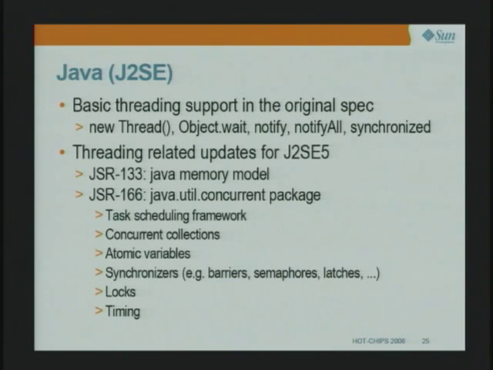Most recently, in Java J2SE 5, there were two major improvements. The first one is the specification of the memory model. The other is the addition of a bunch of concurrency packages. It introduced a lot of easy-to-use, high-level utilities that the user can go ahead and use.